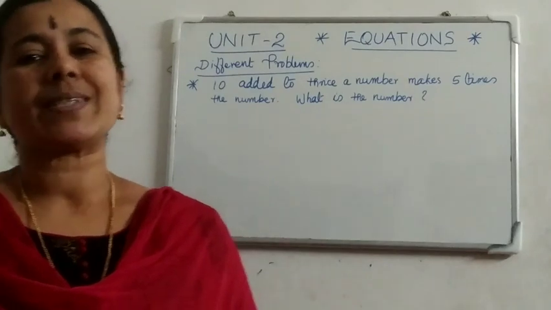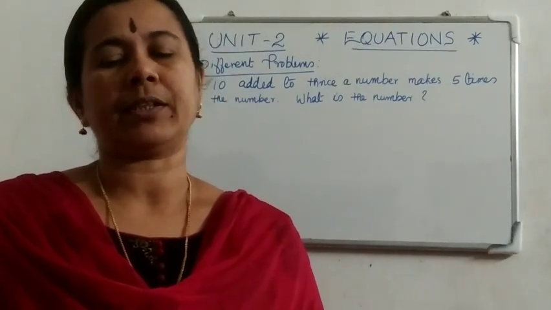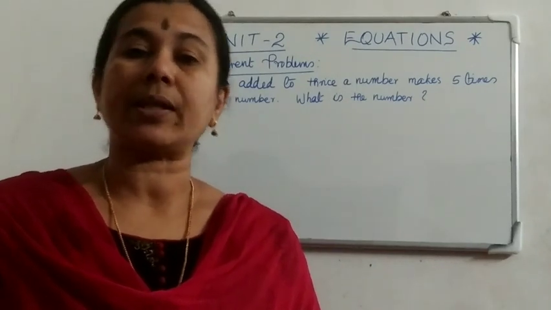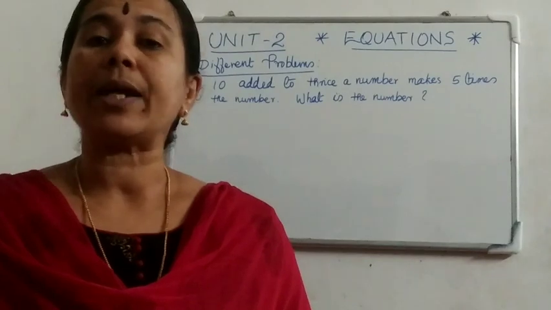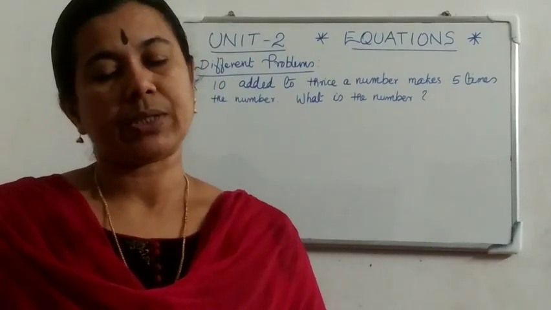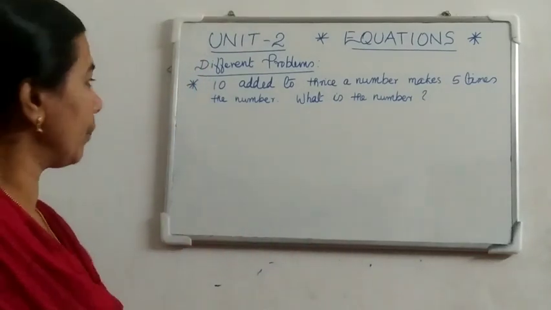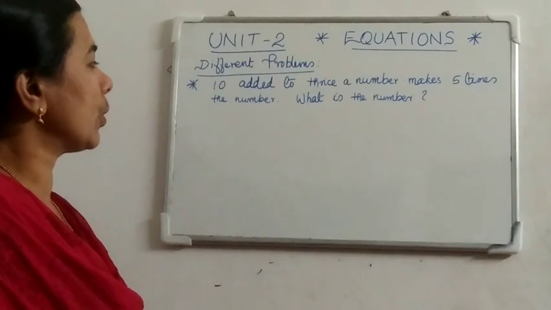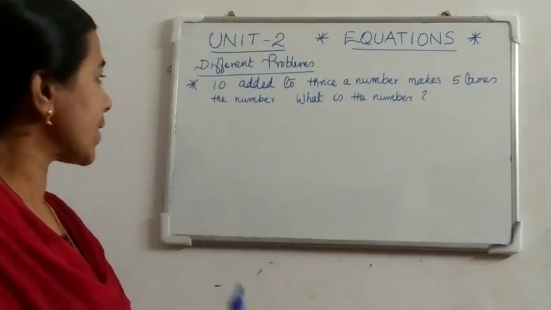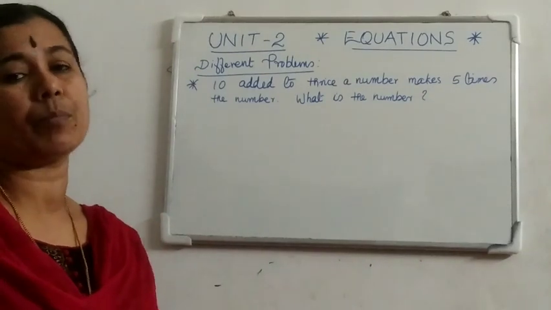In the last class, we discussed some problems based on the section algebraic method. All the problems are over in that section, and today we want to take the new section, different problems. This is also based on the algebraic method, right? Okay, one problem. Look on the board. 10 added to thrice a number makes 5 times the number. What is the number? We want to find the number.